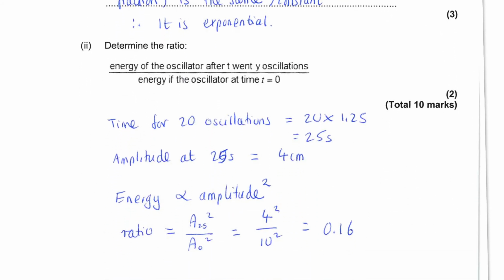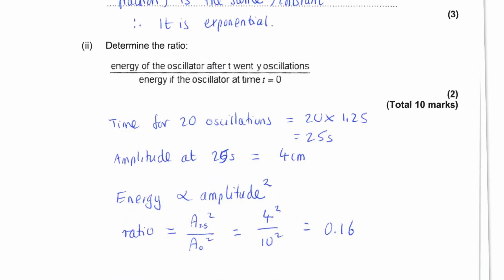Lastly, you're asked to find the ratio of the energy of the oscillator after 20 oscillations to the energy of the oscillator at a time equal to 0. So consider then the time corresponding to 20 oscillations. We measured the time period as 1.25 seconds in the original graph. So 20 oscillations corresponds to 25 seconds.